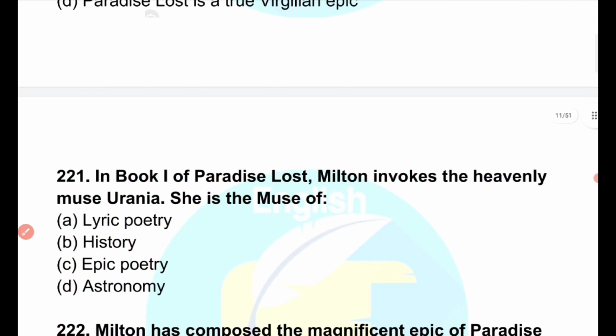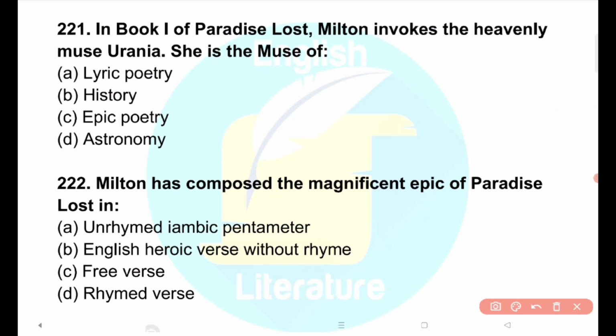In Book First of Paradise Lost, Milton invokes the heavenly muse Urania. She is the muse of option D, astronomy. Urania is the Greek muse of astronomy and celestial knowledge. Milton invokes her as his divine inspiration in Paradise Lost, aligning her with the Holy Spirit. Unlike classical poets who called upon Calliope, the muse of epic poetry, Milton seeks divine guidance for his religious epic.